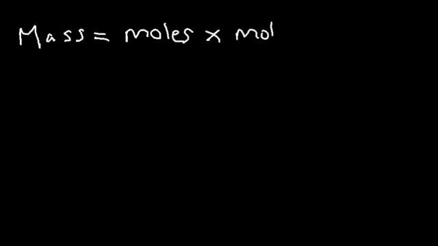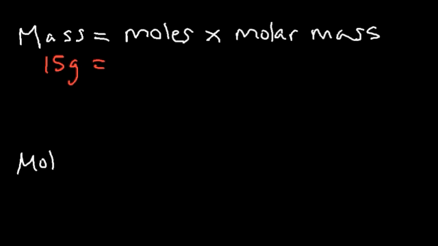So the first equation that you need to know is that mass is equal to the moles times the molar mass. So whenever you need to find mass, molar mass, or moles, you can use this equation. So we know what the mass is. The mass of sodium hydroxide is 15. We need to find the moles. Here's why. The second equation that we're going to use is this one. Molarity is equal to the moles divided by the volume in liters.